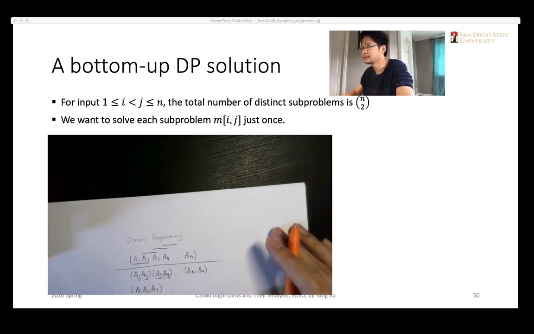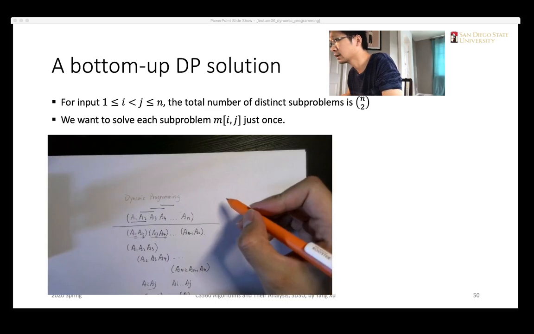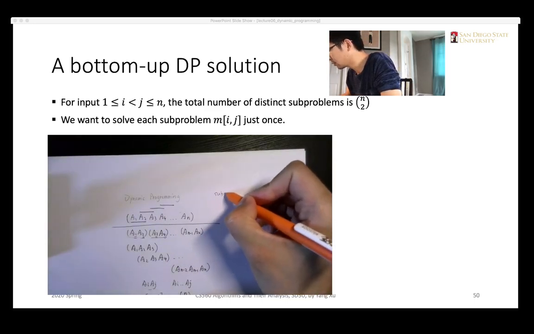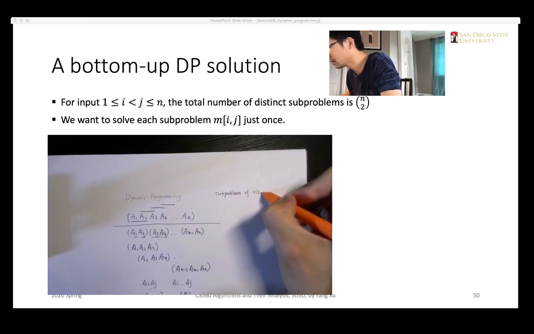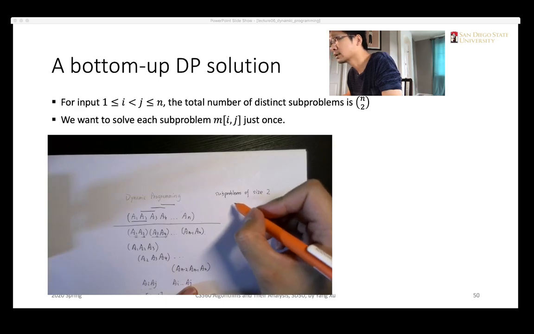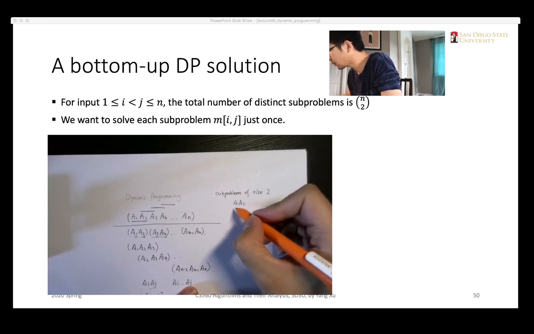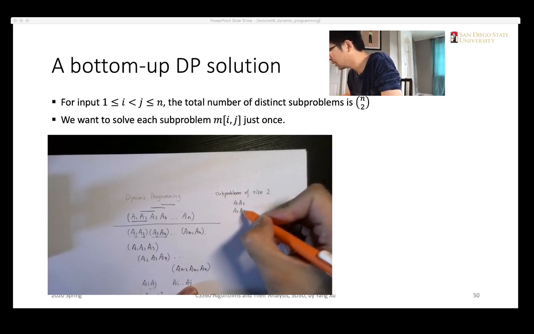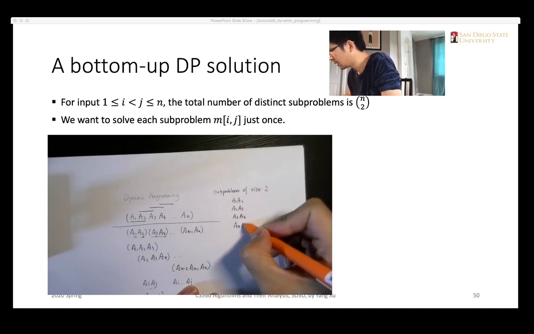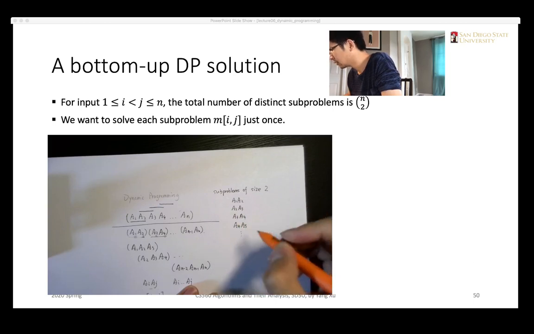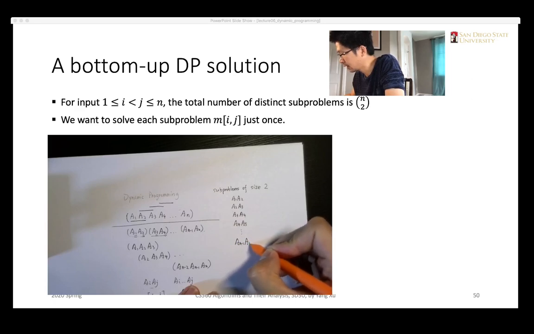Okay, so if I write it in a different place, let's say subproblems of size 2. We can list it here. The first one is A1, A2, the second one is A2 times A3, the third one is A3 times A4, and A4 times A5. The last one, it's easy to imagine, should be A(n-1) times An, right?